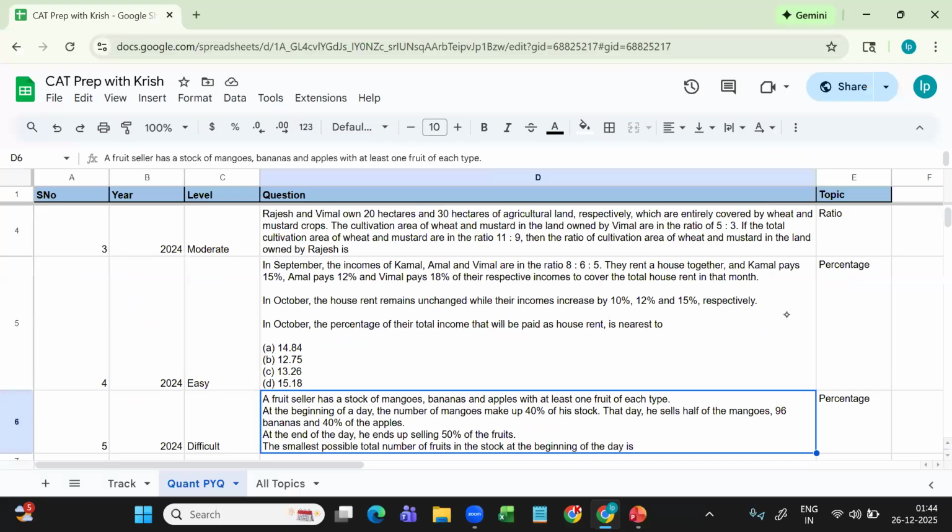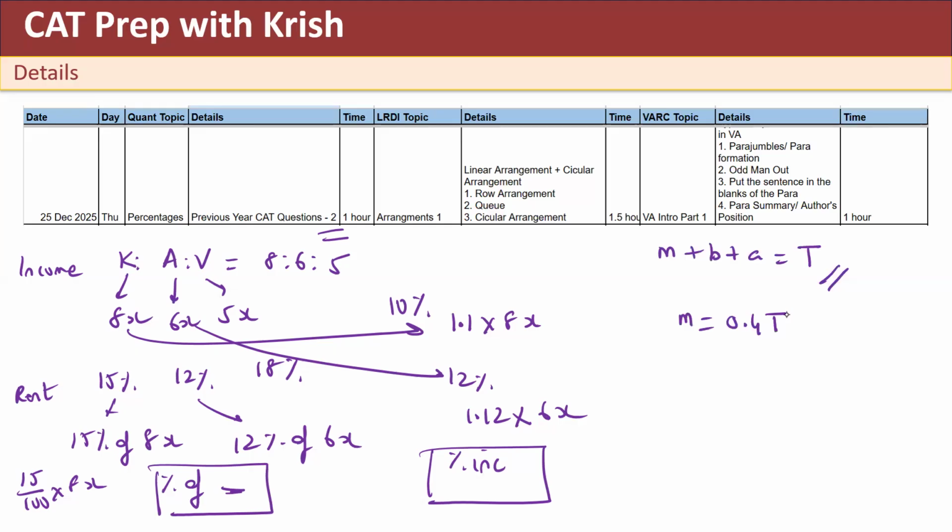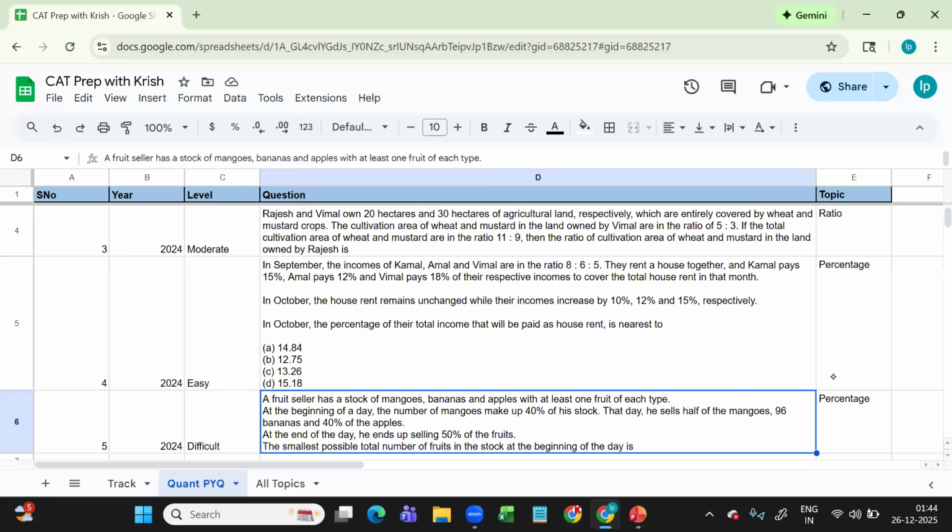Next, what is he saying? That day he sells half of the mangoes, 96 bananas and 40% of the apples, right? Now, from the first statement, mangoes is equal to 0.4 of T, that means bananas plus apples is equal to 0.6 times T, because T minus 0.4T is 0.6T. So this is from the first sentence: at the beginning of the day, the number of mangoes made up 40% of the stock. And the next line says that day he sells half of the mangoes, 96 bananas, and 40% of the apples.